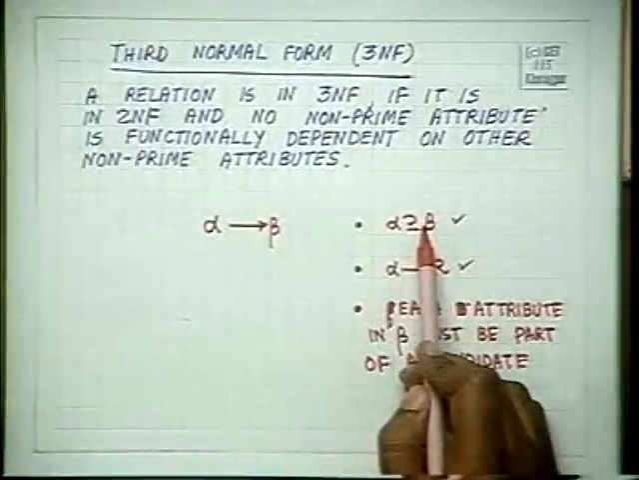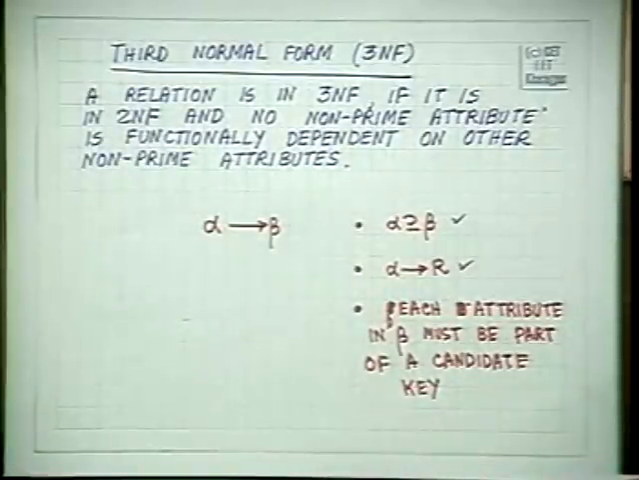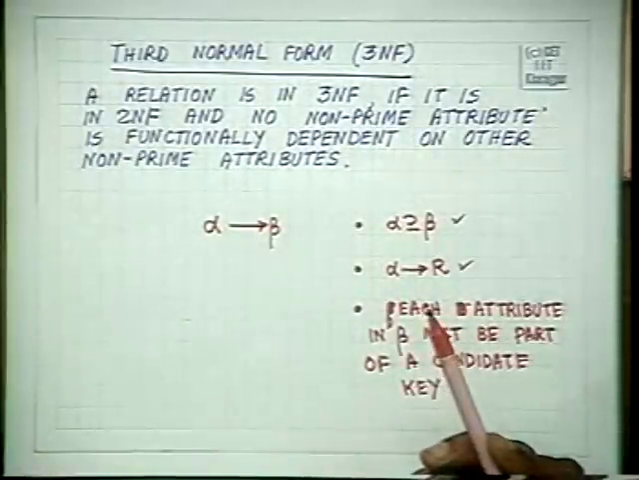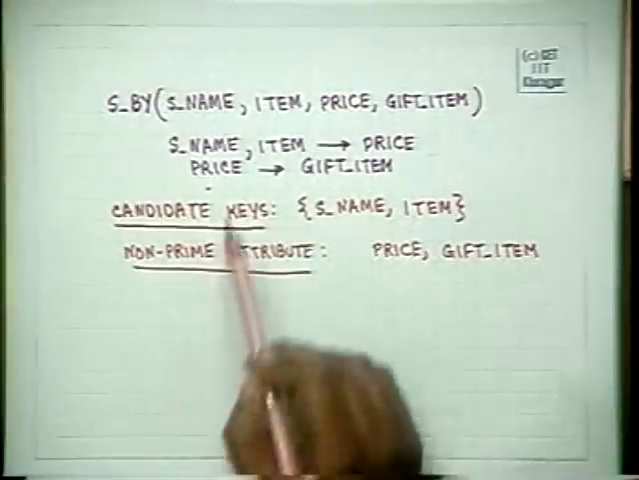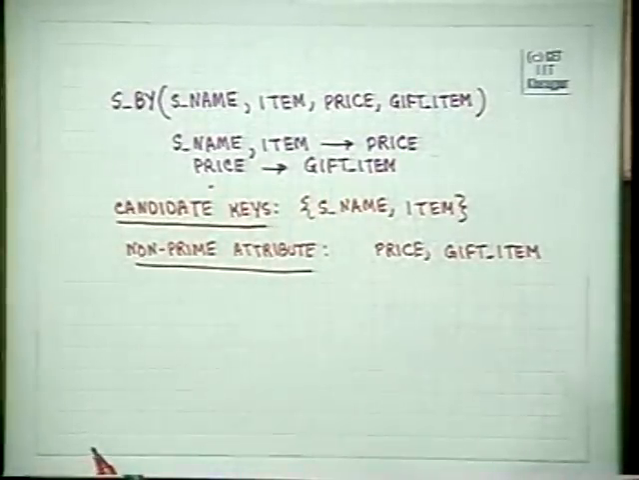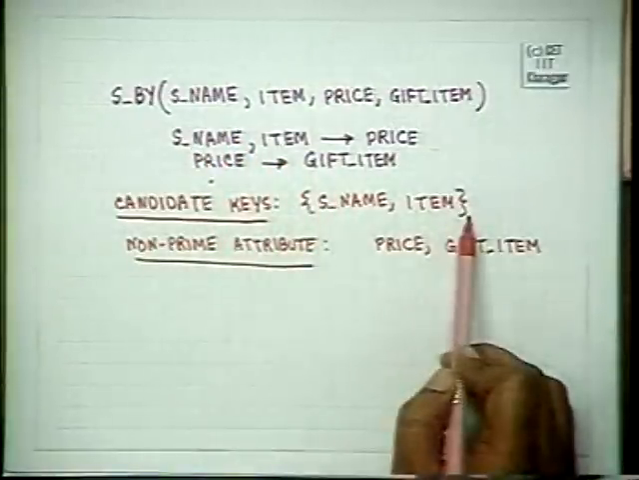If this is not true, then if alpha is a super key, if alpha is a candidate key, then also it's true, because it's in second normal form anyway, because it is fully functionally dependent on the candidate key. Now in the example which we saw here, the first two cases are not occurring in this example. Price to gift item. Here the first case occurs. This alpha, first name and item is a candidate key, so it gives R.